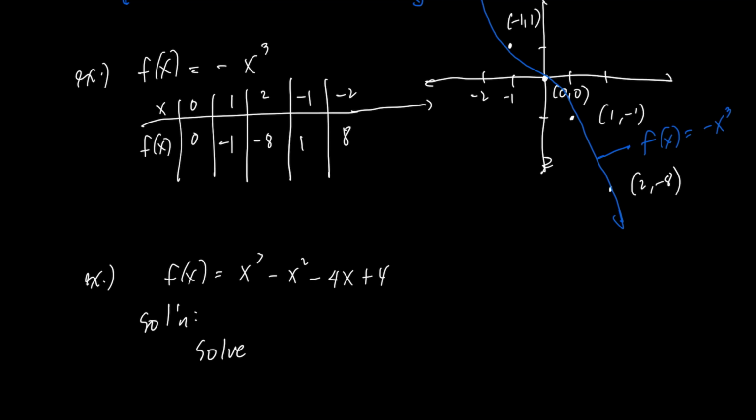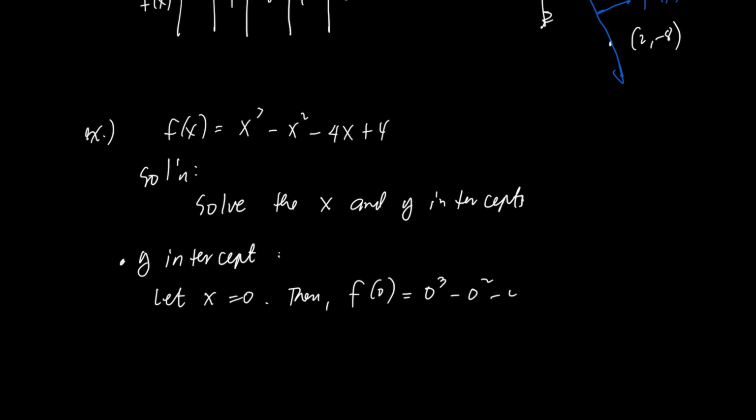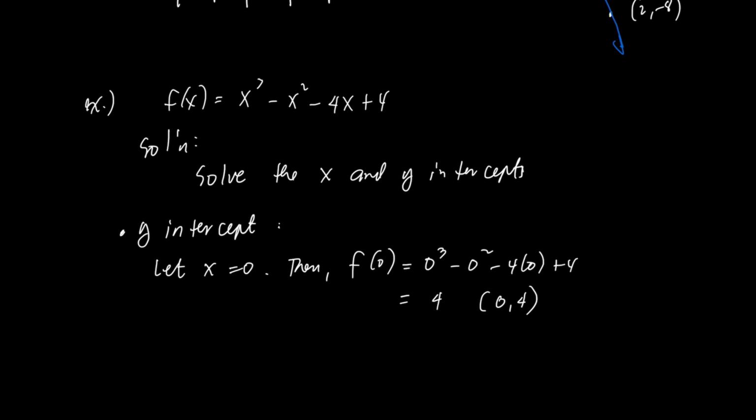So first, we will solve the x and y intercepts. First, solve for y intercept. Again, y intercept is the value of y when x equals 0. So let x equals 0, then f of 0 is 0 cubed minus 0 squared minus 4 times 0 plus 4, and that is 4. So we now have an ordered pair, which is 0, 4.